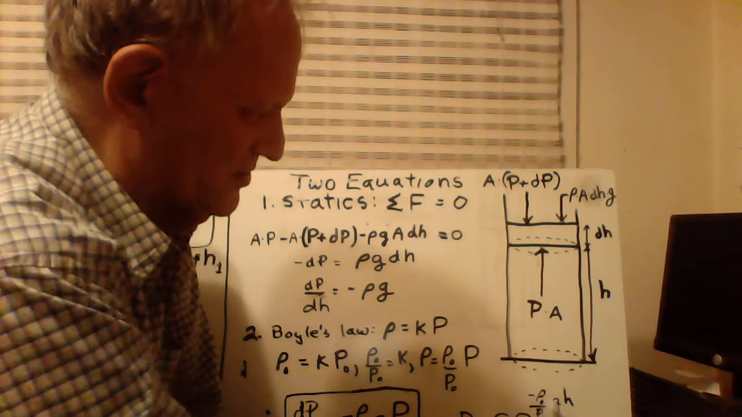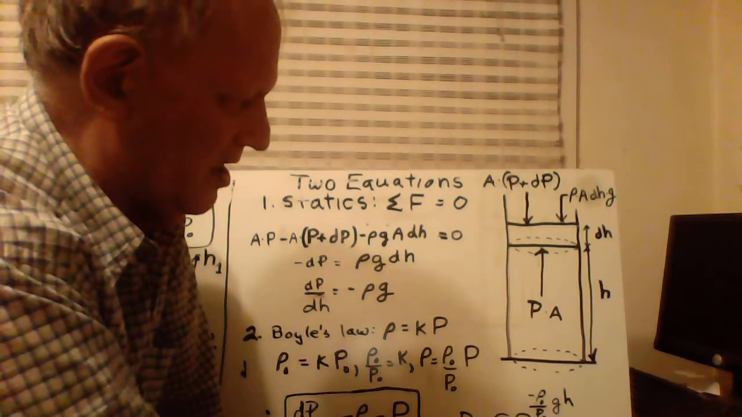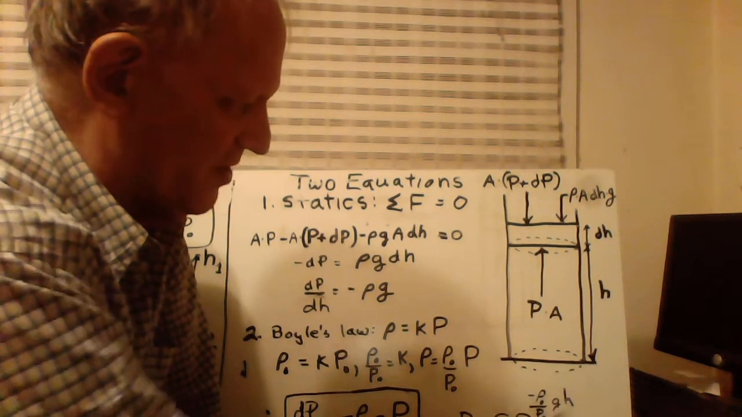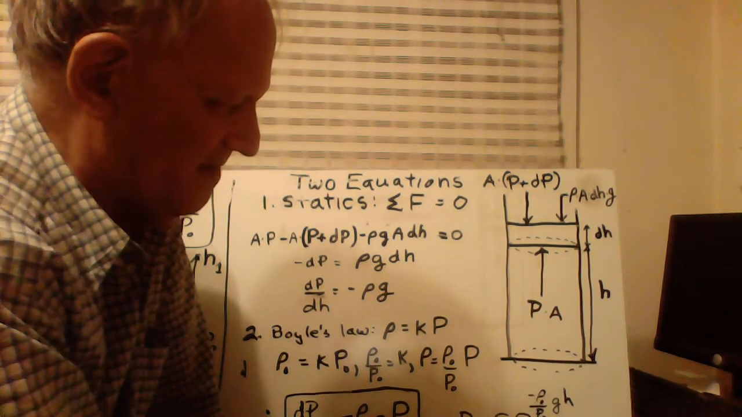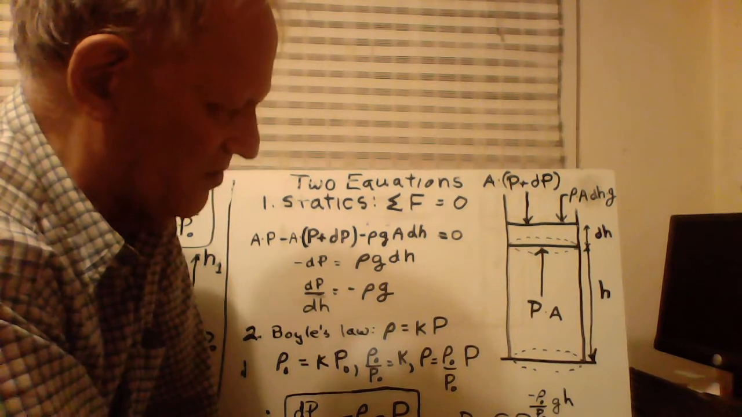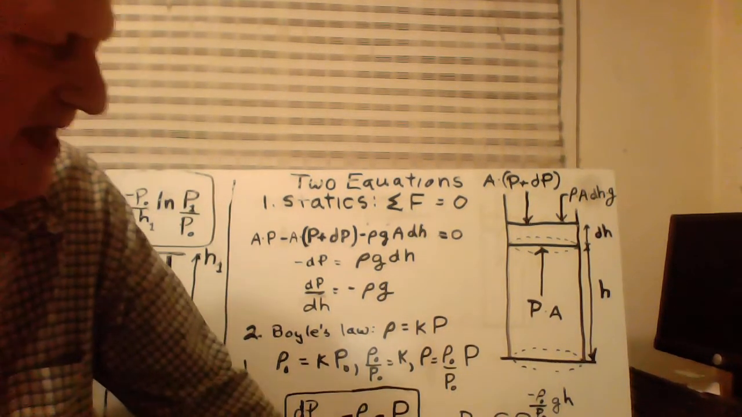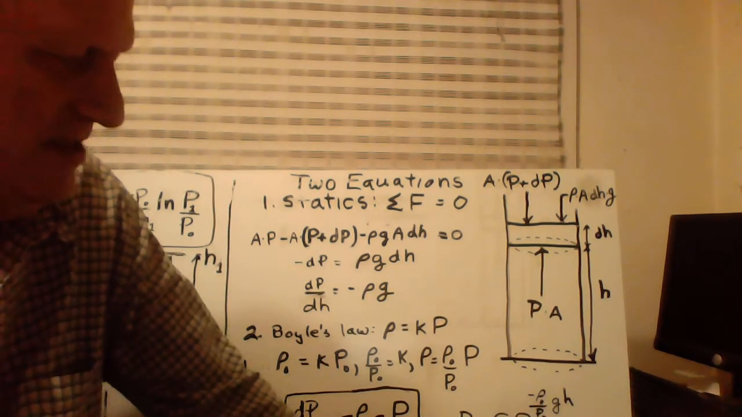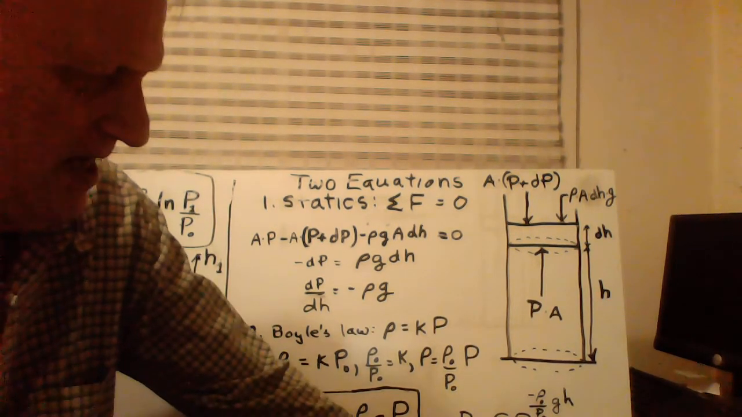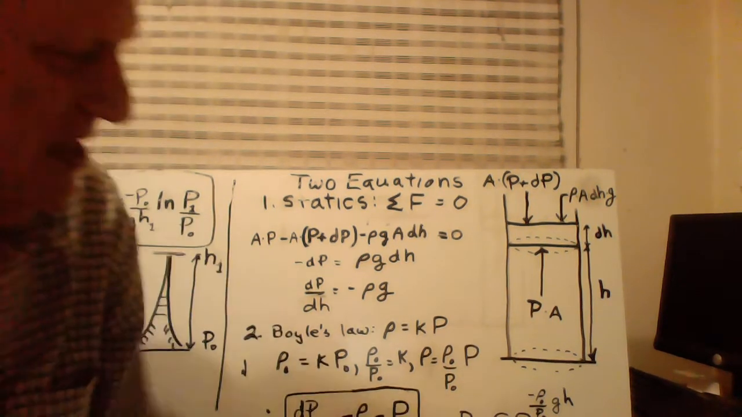If we look at the ground level situation where H is 0, we just get e to the 0, which is 1. At ground level, P is P sub 0, so P sub 0 is equal to C, and we put that in our final equation. P is equal to P sub 0 e to the minus rho sub 0 over P sub 0 G H.